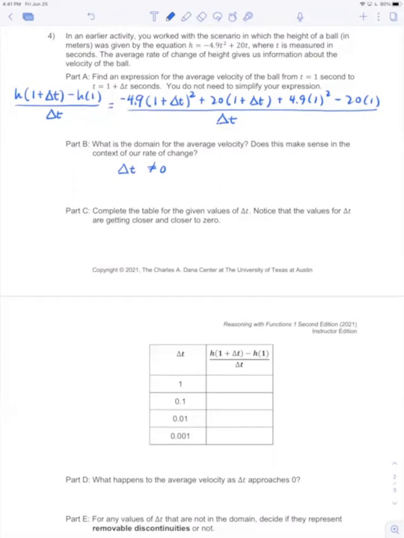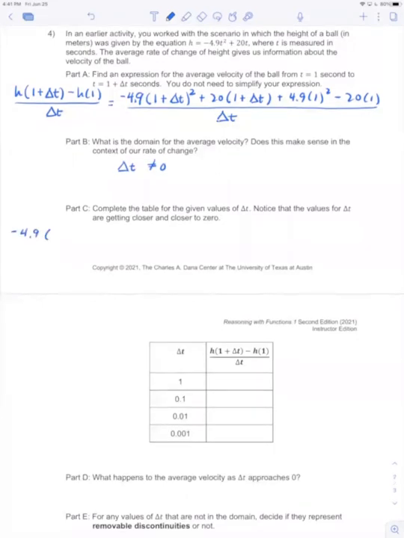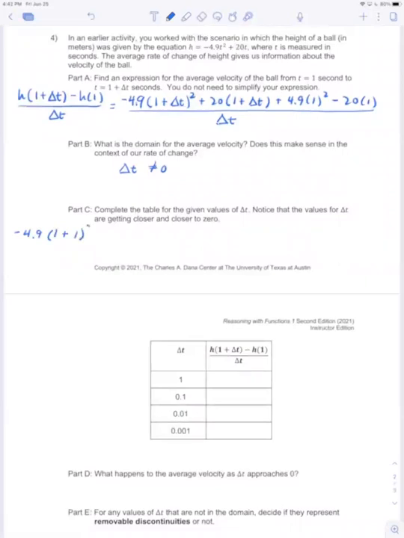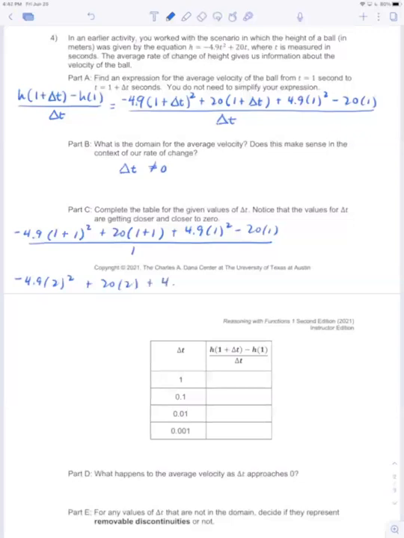So if we were to complete the table, what we're going to do is write negative 4.9 times 1 plus delta t, so delta t is 1 this time. We're going to square that, plus 20 times 1 plus delta t, which is 2, plus 4.9 times 1 squared minus 20 times 1. And this is all over delta t, which is 1. So this ends up being negative 4.9 times 2 squared plus 20 times 2 plus 4.9 times 1 squared, which is still 4.9, minus 20, all over 1.